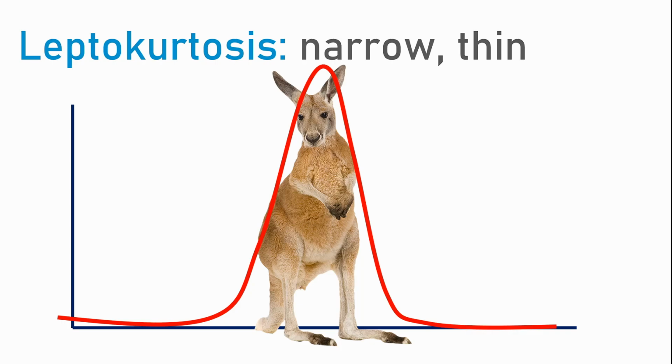Compare the platykurtic distribution to leptokurtosis, or the leptokurtic distribution. If the platykurtic distribution is flat and broad, then maybe you can think of the leptokurtic distribution as leaping up. Lepto means narrow or thin, and you can see here that these distributions have values that tend to cluster together very tightly, with just a few much higher or lower values to each side in the tails of the curve.